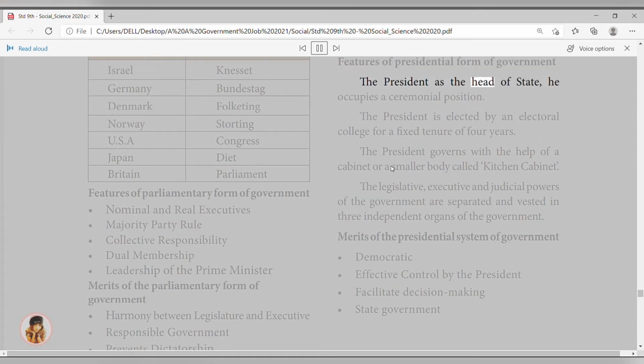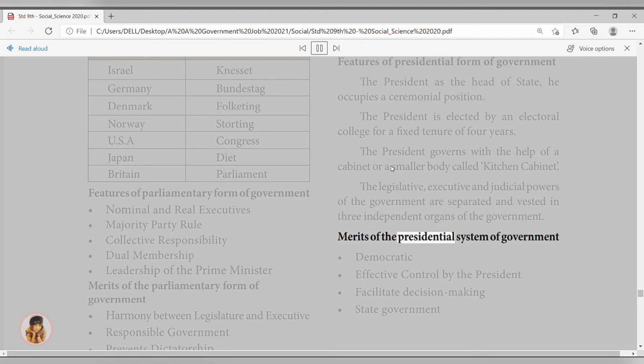The president as the head of state. He occupies a ceremonial position. The president is elected by an electoral college for a fixed tenure of 4 years. The president governs with the help of a cabinet, or a smaller body called kitchen cabinet. The legislative, executive and judicial powers of the government are separated and vested in 3 independent organs of the government.